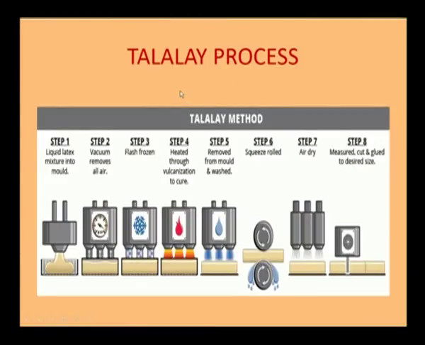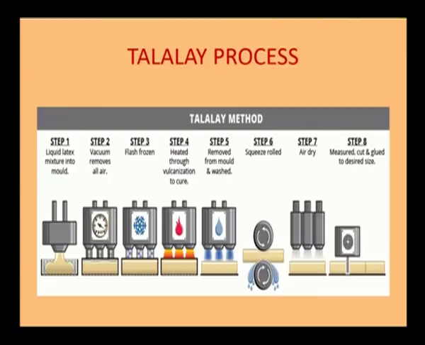Now we will see the Talalay process and the various steps involved in this process. So you have got 8 different steps. Step 1 says you are mixing the liquid latex mixture into the mold. As I said, the liquid latex mixture includes the gelling agent, zinc oxide, additives, and secondary additives. You are going to pour this latex mixture into the mold.